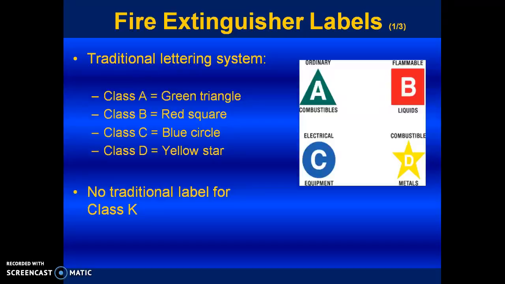Fire extinguisher labels. The traditional system seen on some of the older style fire extinguishers, located on the front of the extinguisher, depicts a Class A as a green triangle with an A, Class B as a red square with a B, Class C as a blue circle with a C, and Class D as a yellow star. However, they have made no traditional label for the Class K based on the fact that it's a new type of extinguisher.